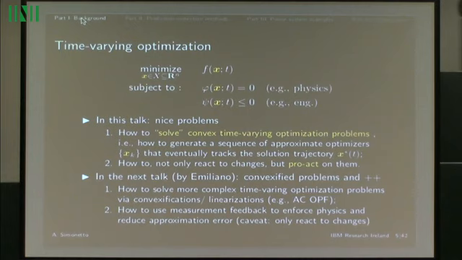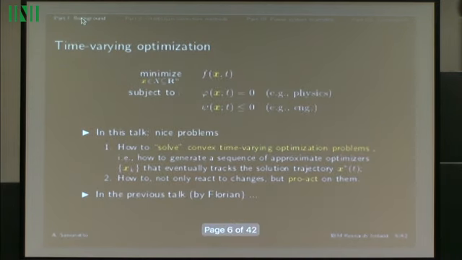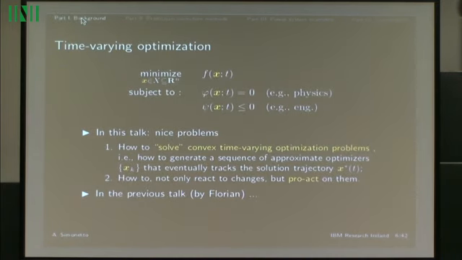Now in the next talk by Emiliano, this will be extended to a convexified problem, to more complicated linearizations of AC optimal power flow. Measurements will be included, so that we will use measurement feedback to enforce physics and reduce approximation error. That will be covered by Emiliano, and in the previous talk by Florian, he touched upon how control can be embedded, and well, you listened to him, so you already know everything. I don't have to tell you.